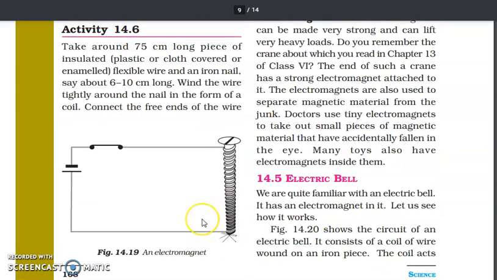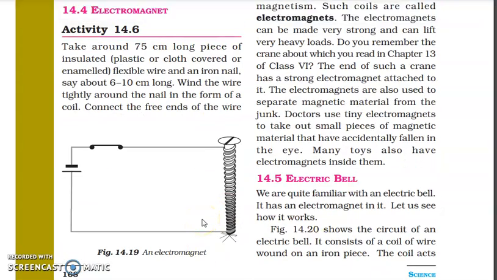Now actually we are going to enter today's lesson, that is the electric bell, an application of the electromagnet. We are quite familiar with an electric bell. It has an electromagnet in it. Already we have discussed that an electromagnet is a temporary magnet. It only shows the power of magnetism whenever it is connected to an electric circuit.